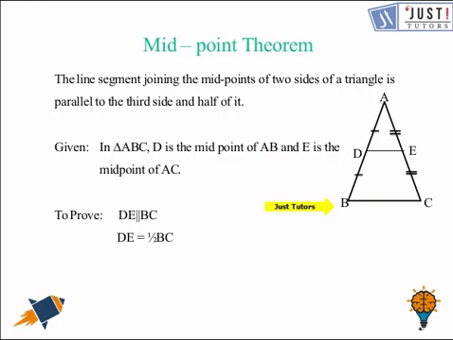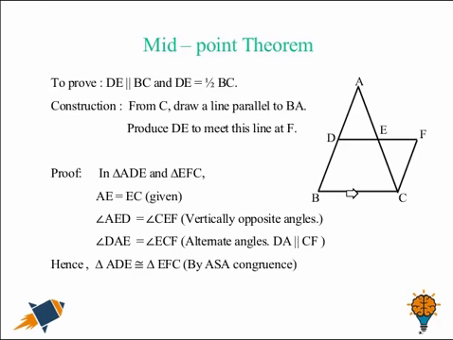Now let's see how we can prove that. To prove the midpoint theorem, or to prove DE parallel to BC and half of it, we do a small construction in which we draw a line parallel to AB from point C, and we produce DE to meet this extended line at point F. Now, first of all, our step is to prove triangle ADE congruent to triangle EFC.